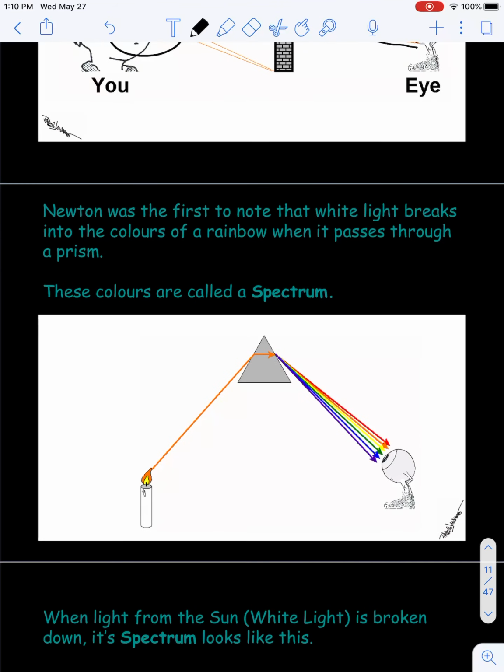Newton was the first to note that white light breaks into the colors of a rainbow when it passes through a prism. I love to use my prism in class to break white light into a rainbow, but we're not going to do that. You're just going to have to trust me on this. We already covered what this visible spectrum of light is. If you recall, ROY G. BIV. There used to actually be a color between blue and violet called indigo, and they've taken that out. It was kind of a bluey purple color. So all white light can be divided up into this spectrum.